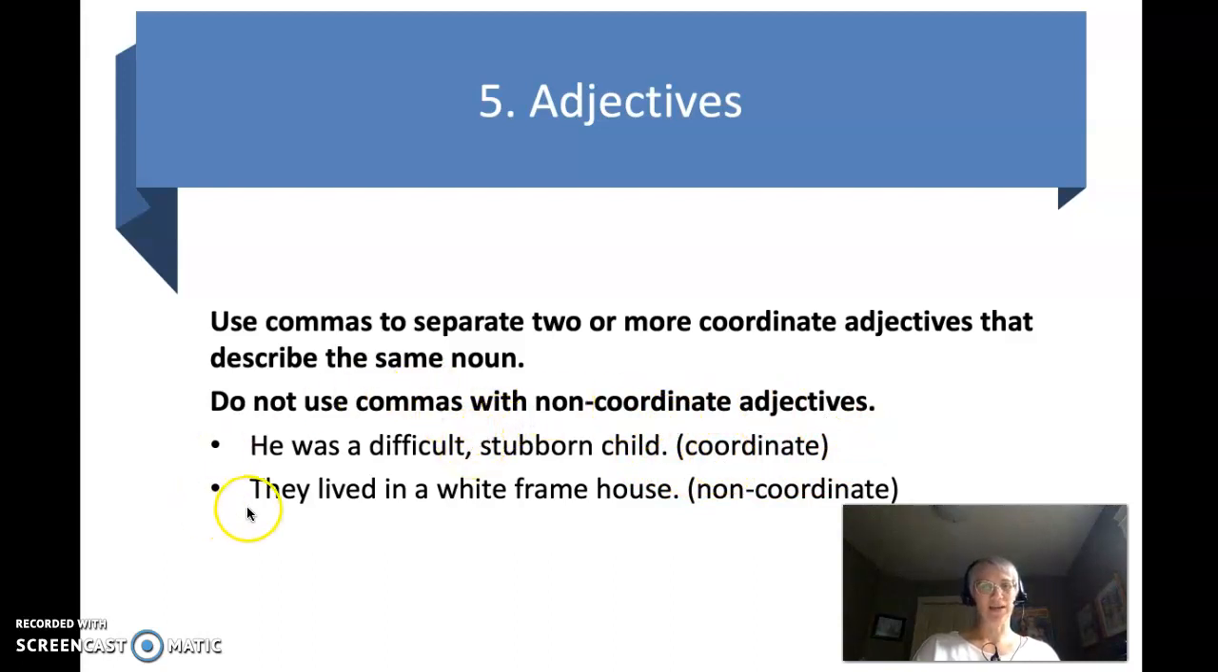In the second example, it's non-coordinate and does not need a comma because you can't really say they lived in a white house and they lived in a frame house and it'll mean the same thing. The words work together to describe the house. So you can't separate them and you couldn't take one out.